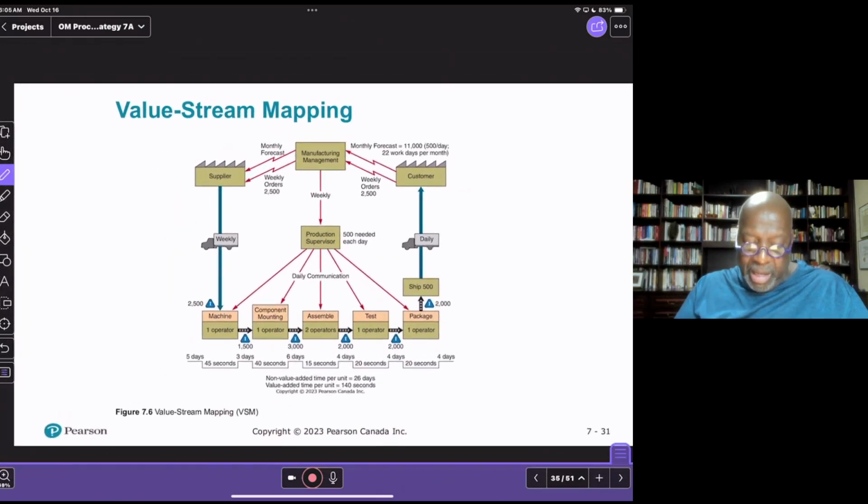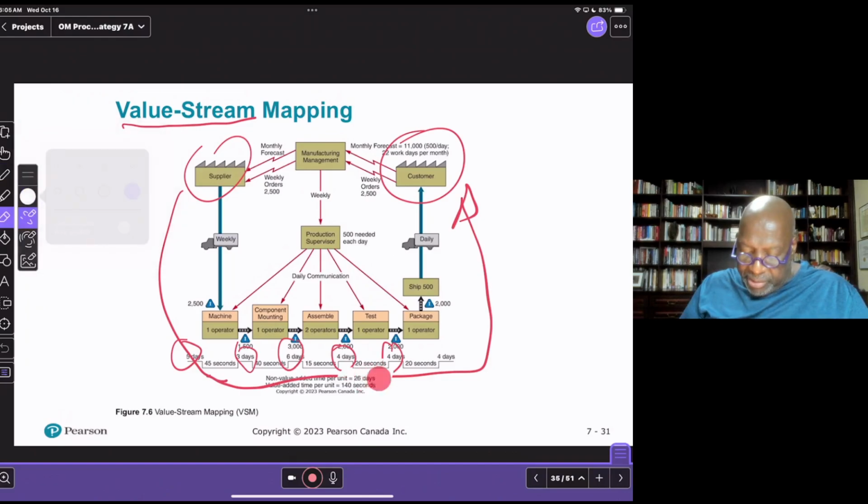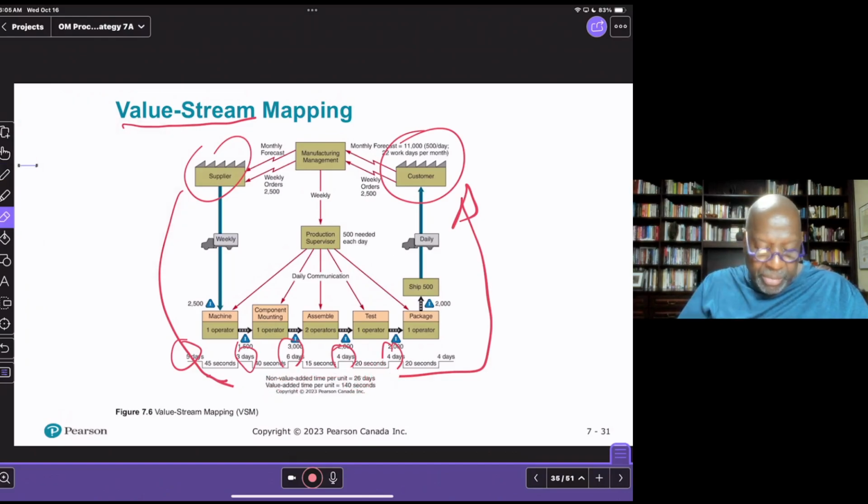This is an example of a value stream map where we're actually starting from the supplier, working all of our way up to the customer, all the way around here. And as we do this, we are observing there's 5 days that's waiting time here. Then processing is only 45 seconds, but there's 3 days of work in process inventory, 6 days, 4 days, and so on. So in the end, when we look at this, we see that from the analysis, non-value added time is actually 26 days.